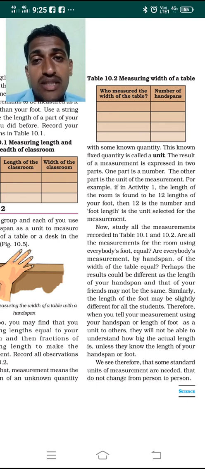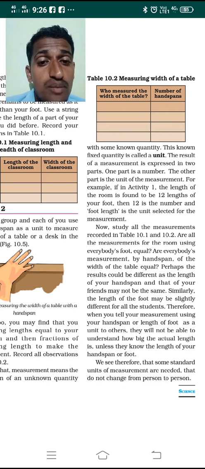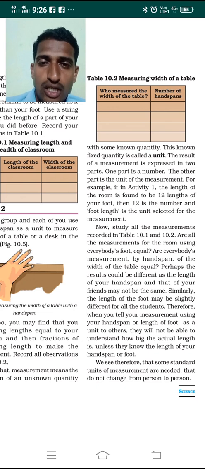So the result of measurement is expressed in two parts. One part is a number and another part is the unit of measurement. Usually the measurement result is expressed in two parts. The first part will always be a number. What is the length of the classroom? 10, 20, 15, 2, 3, 5, 6, like that. The first part is a number. Another part is the unit of measurement, whether it is centimeter, meter, kilometer, like that.